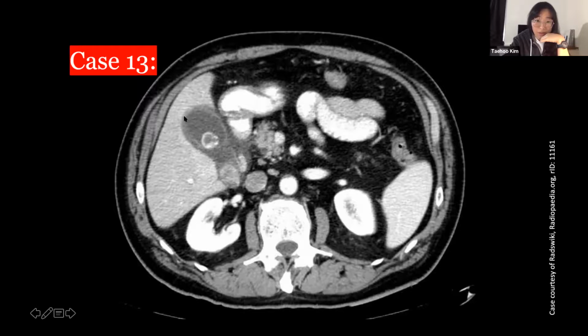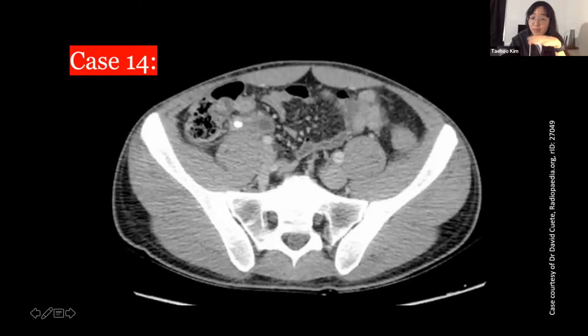And there's a lot of fat stranding, even here at the fundus. This is causing some reactive inflammatory changes to the adjacent bowel, like you said. So this is an acute, uncomplicated cholecystitis. Good job.